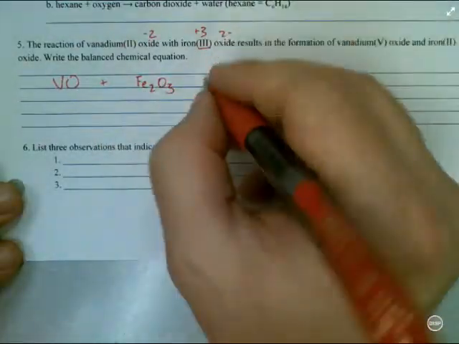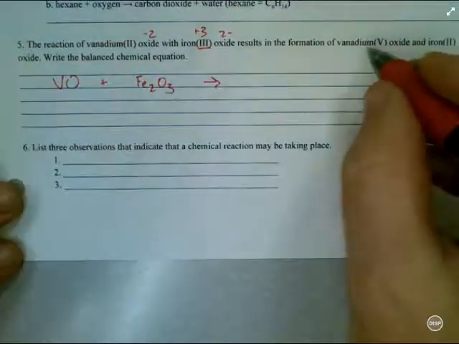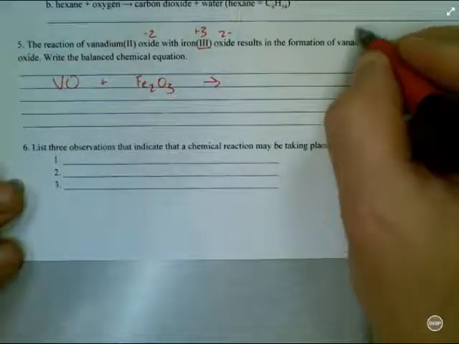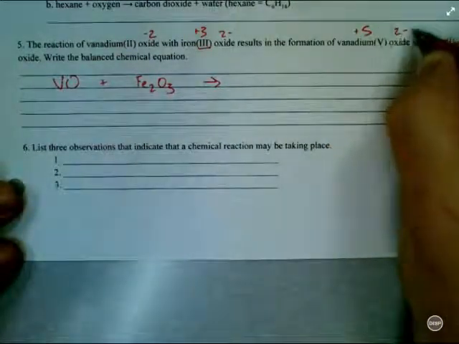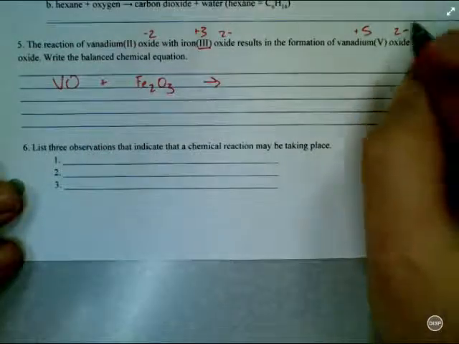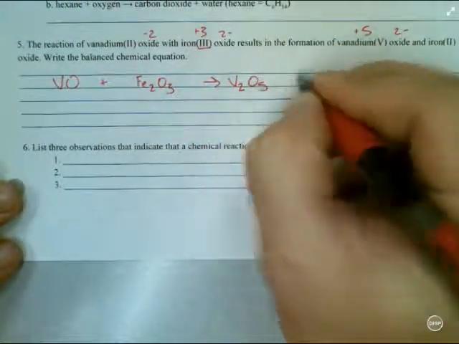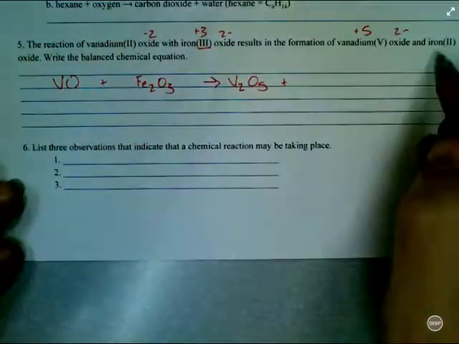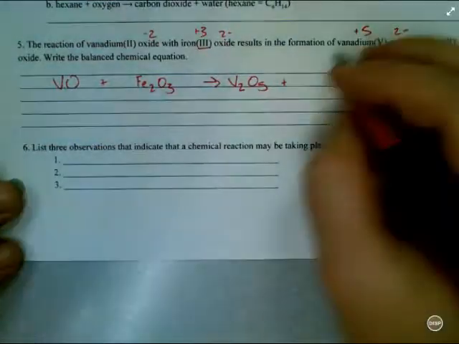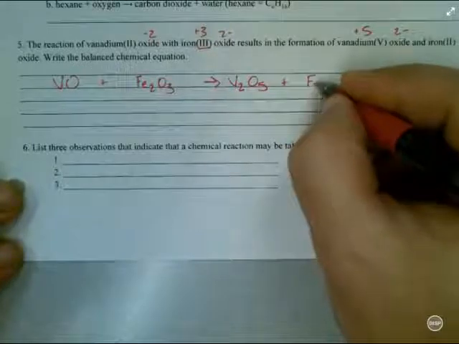Fe2O3. And it's going to result in formation of vanadium 5. So it's a +5. Oxide is still a -2. Cross the charges, what are we going to get? V2O5. And lastly, iron 2 oxide. Cross the charges, we simply get FeO.